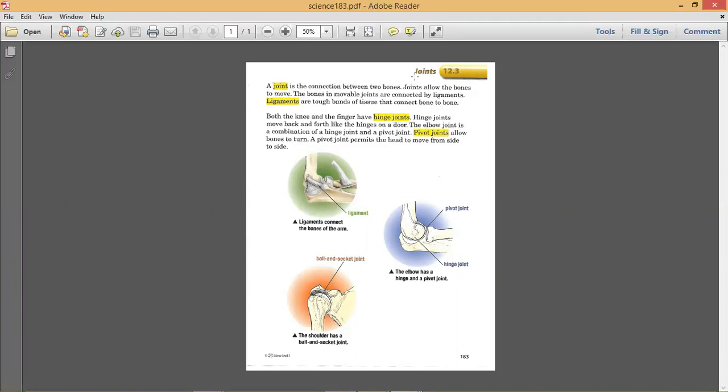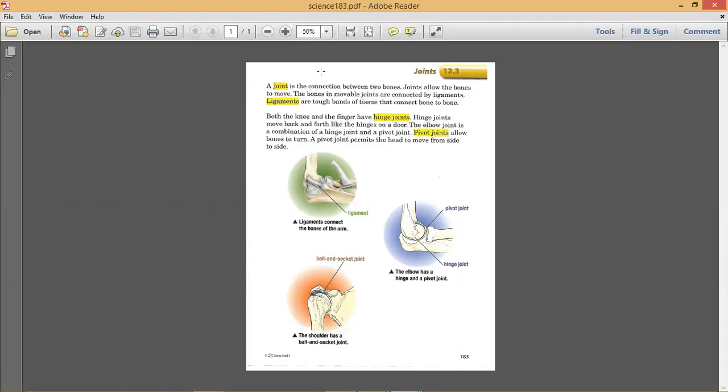Now, what are joints for? Or what's its function? You know, everything that God created has a purpose, no matter how tiny it is. Even the sand, okay, has a purpose. So joints allow the bones to move. Now there are three different kinds of joints. I remember this from third grade, okay?